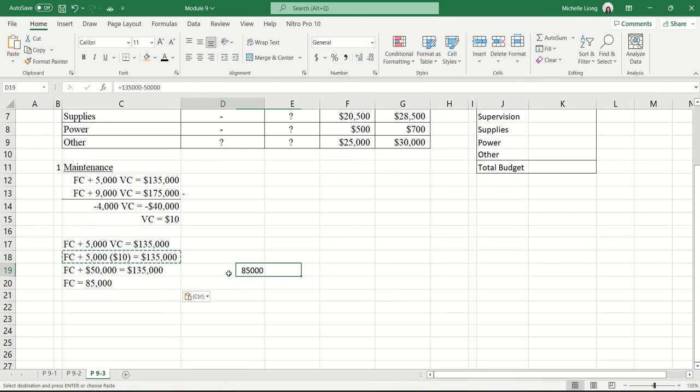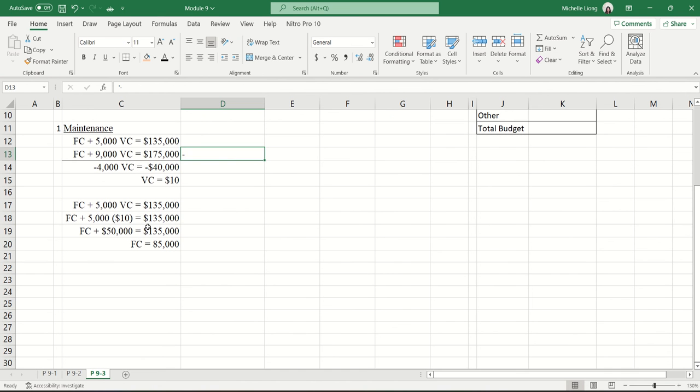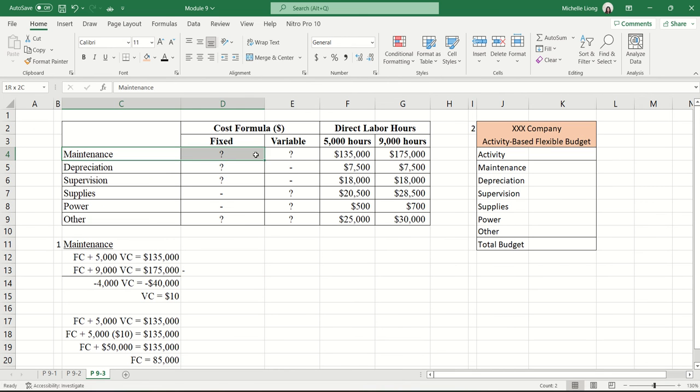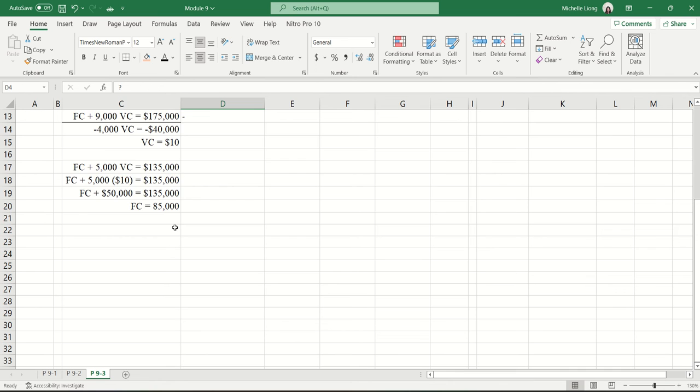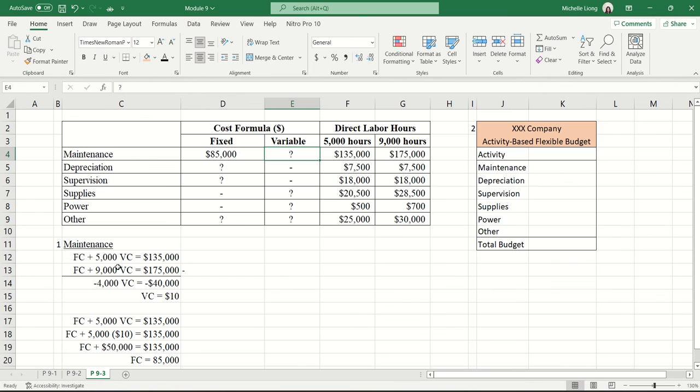Oh, that is for the FC, sorry. So you can use the elimination and the substitution for the fixed cost, or you can go either way. It's the same one. Okay, so this is how we do it, and this is the amount for the fixed cost and variable cost in your maintenance. You can insert it right now. The fixed cost is 85,000, and meanwhile the variable cost is $10. Got it ready, okay?